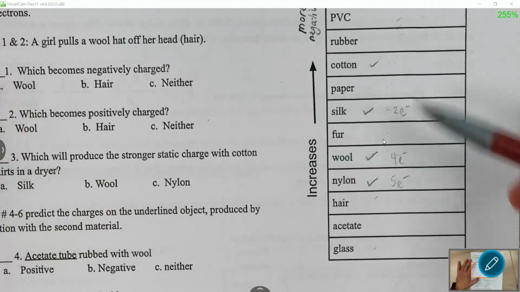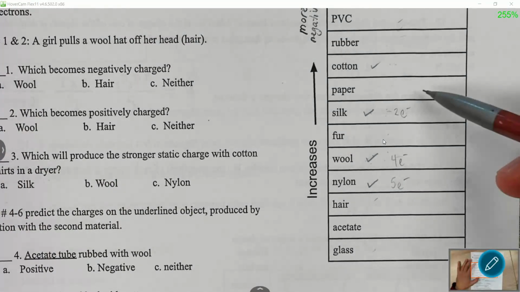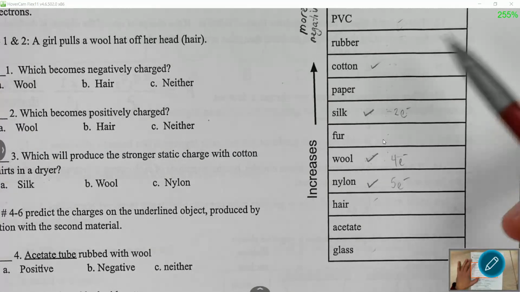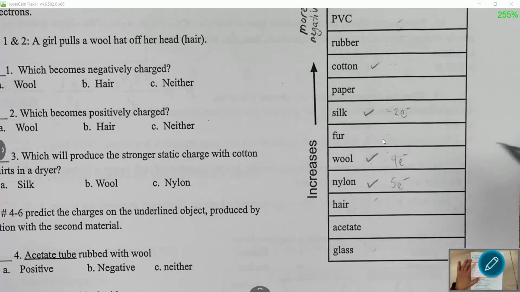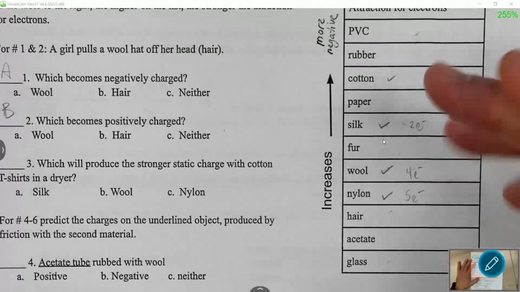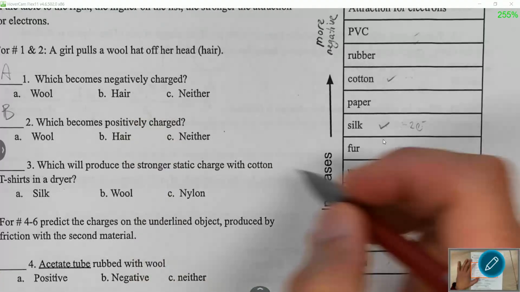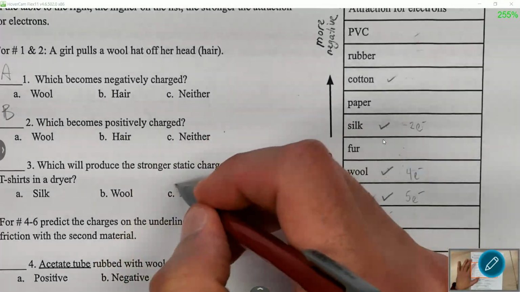Think about it: would you rather get shocked by 2 electrons or 5? Yeah, 2, right? 2 is going to be weaker. It's not going to be as strong. The more electrons, the more charge you're going to have. Like that little John Travolta video where he rubs his foot and builds up the electrons. The more electrons, the more zap. So because of that, the stronger static charge will be produced with nylon.